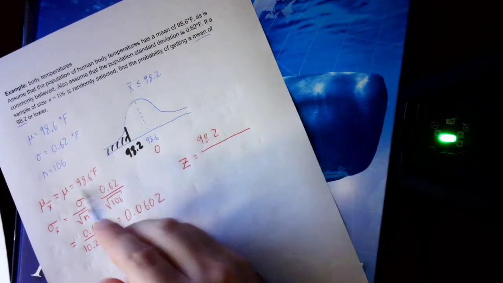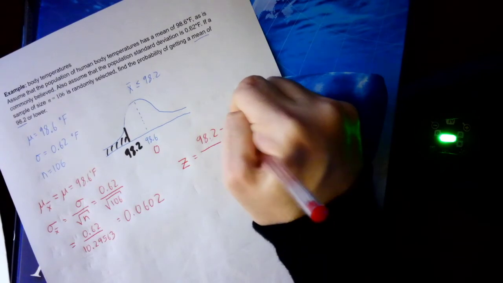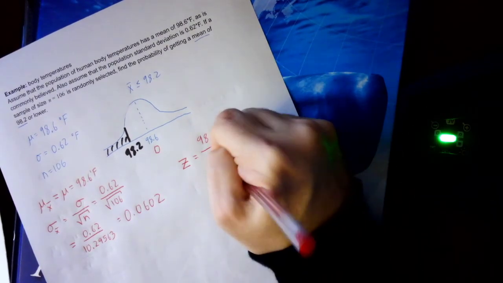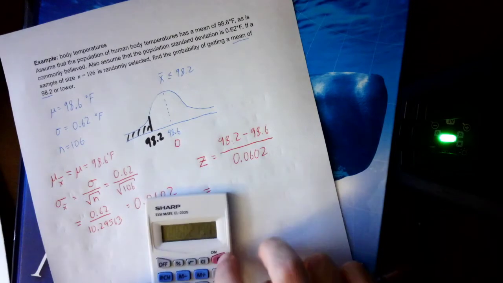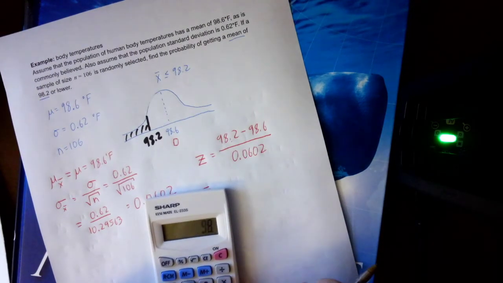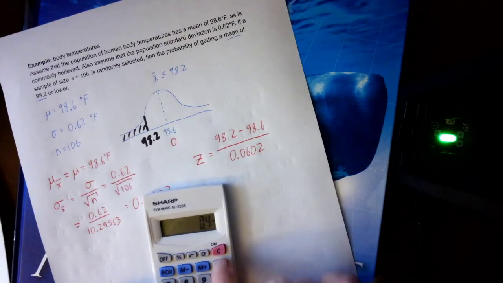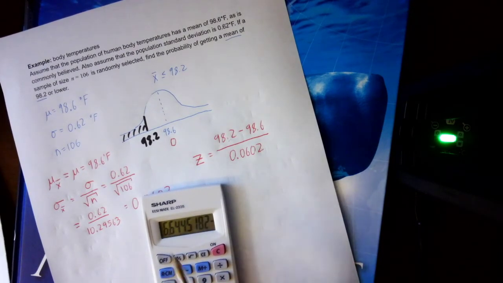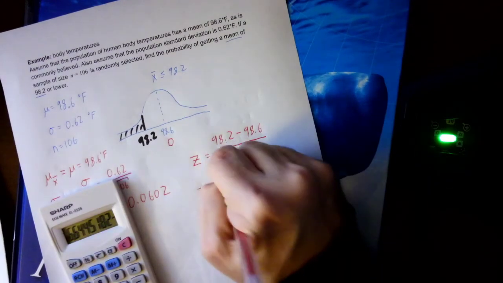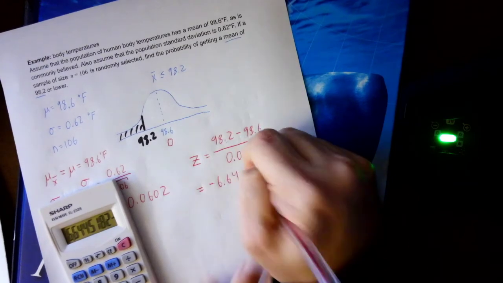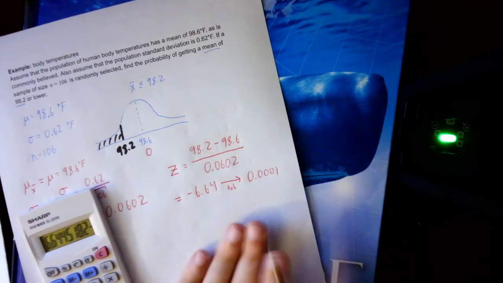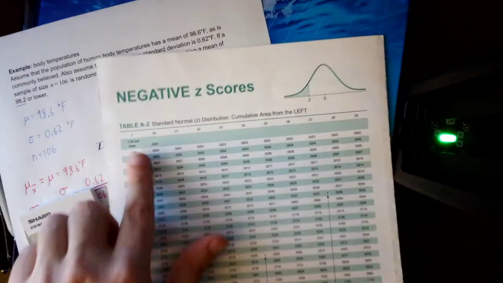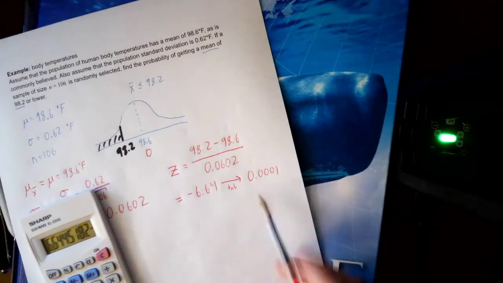Well, 98.2 minus the average, 98.6, divided by your new standard error, 0.0602, will give me a z-score of, let's see, 98.2 minus 98.6 gives me negative 0.4, divided by 0.0602 gives me negative 6.64. If I look in the table, that is going to give me 0.0001. We saw that earlier, right? Negative 3.5 and lower is 0.0001. So that's my table value.